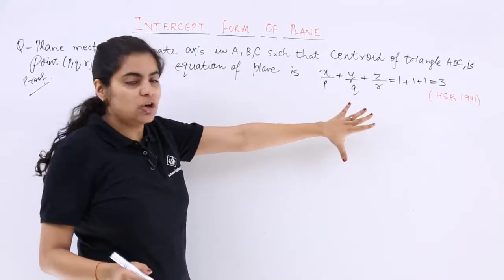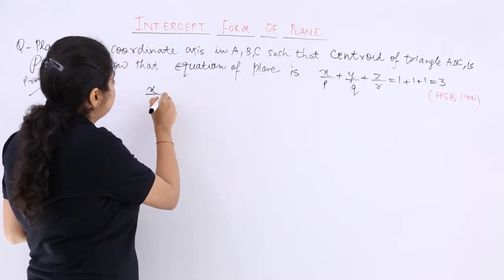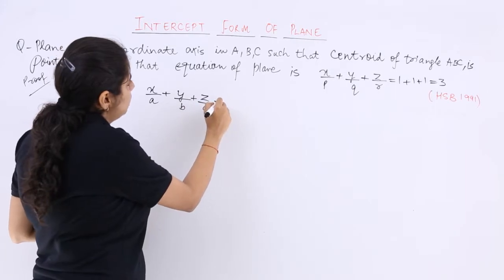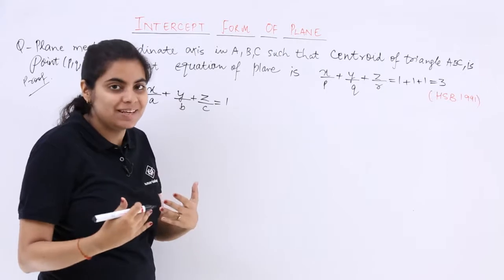Now anyways, this talks about the intercept form of a plane. So let me first write what is the intercept form of a plane: x/a + y/b + z/c = 1. This is very much agreeable between us.